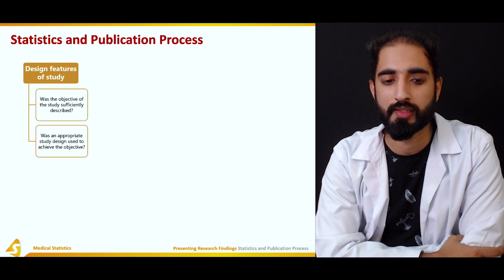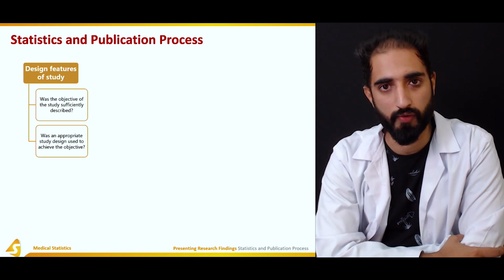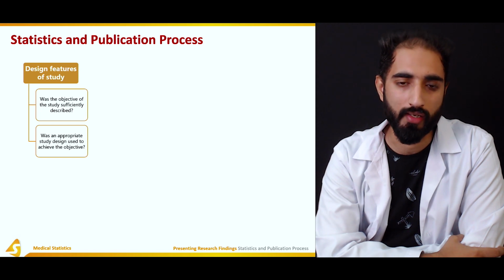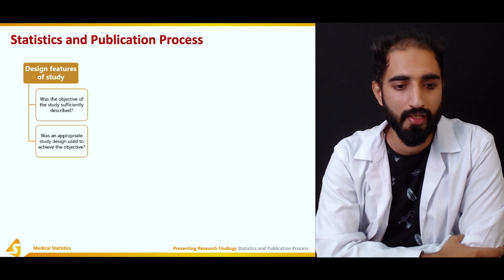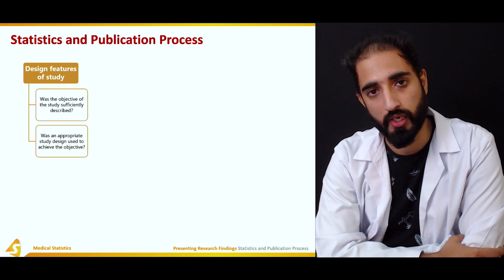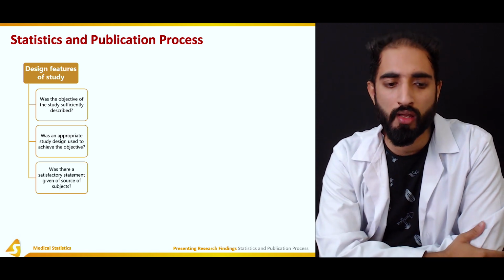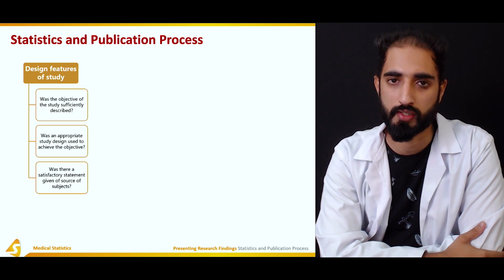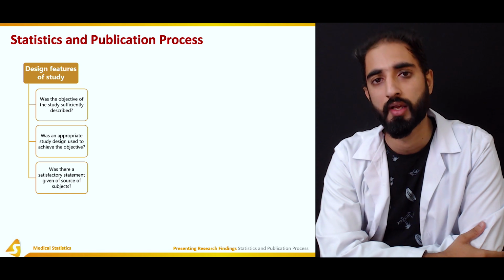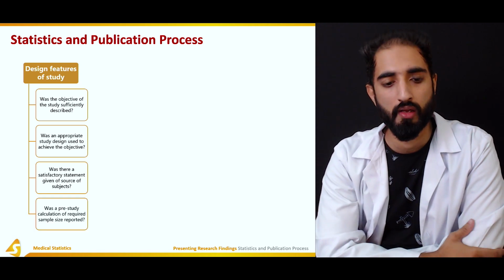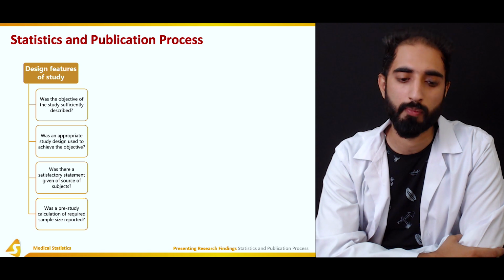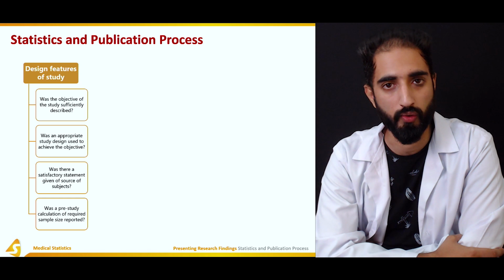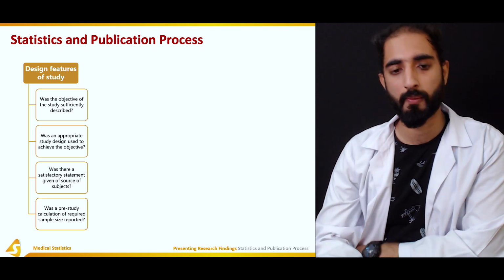Was an appropriate study design used to achieve the objective? For example, if I'm talking about incidence, a prospective cohort would be better suited than any other study design. Was there a satisfactory statement given of the source of subjects, that is, where the subjects and sample were taken from? Was a pre-study calculation of the required sample size reported? Because if you give a sample size, you also have to justify how you calculated it. That is also very important.